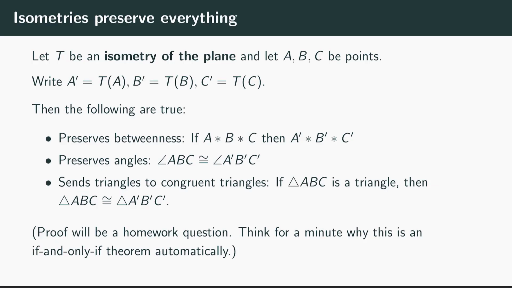Okay, the key reason that this works is something I will have you check, is that the inverse of an isometry is also an isometry. And because of that, I can apply my theorem where I think of A, B, and C as being the output points, and A prime, B prime, C prime as the input points for the mapping T inverse. And then that allows me to flip the direction of implications for each one of my 3 statements that I have here. And that's why this is an if and only if statement.